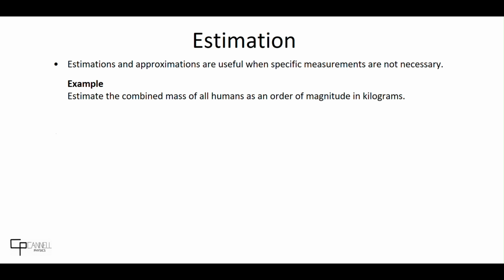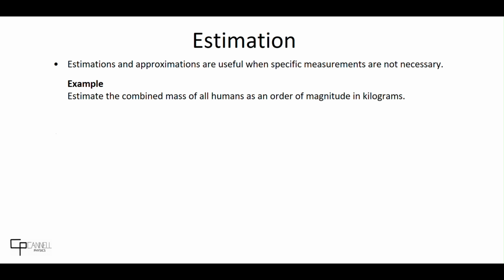Estimations and approximations are useful when specific measurements are not necessary. For example, knowing that it takes about 20 minutes to drive to the shops from my house is good enough to plan my day. Knowing the extra seconds and microseconds doesn't add any meaningful information for me. Or knowing that the sun is about 8 light minutes away from Earth, which means it takes sunlight 8 minutes to reach Earth from the sun, gives us a good idea of how far away the sun is.